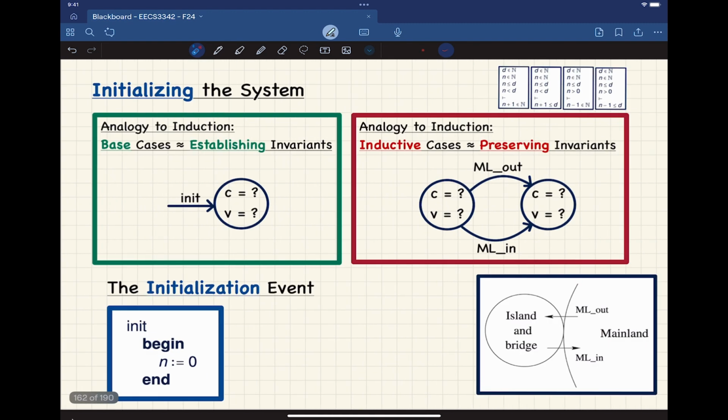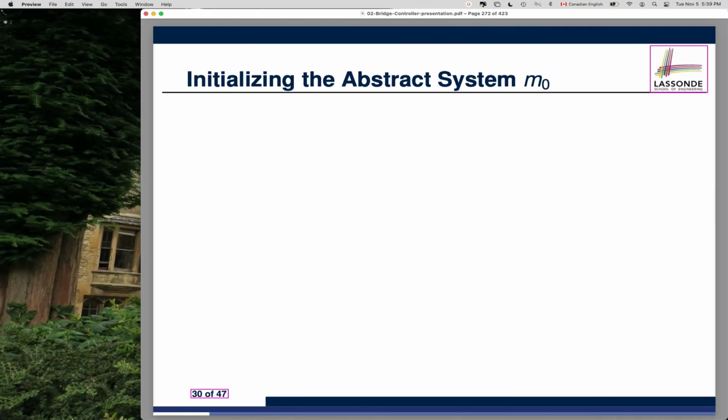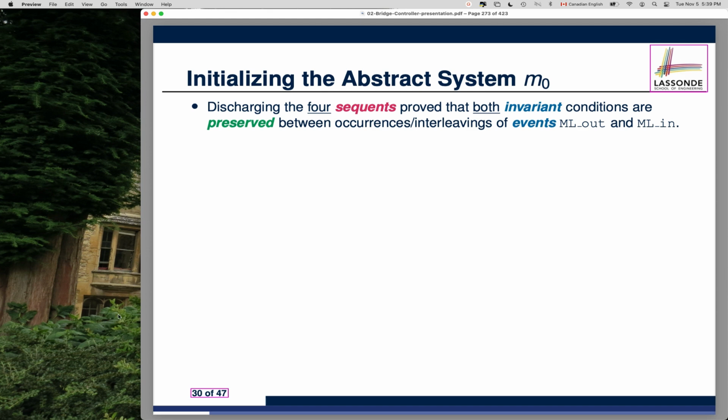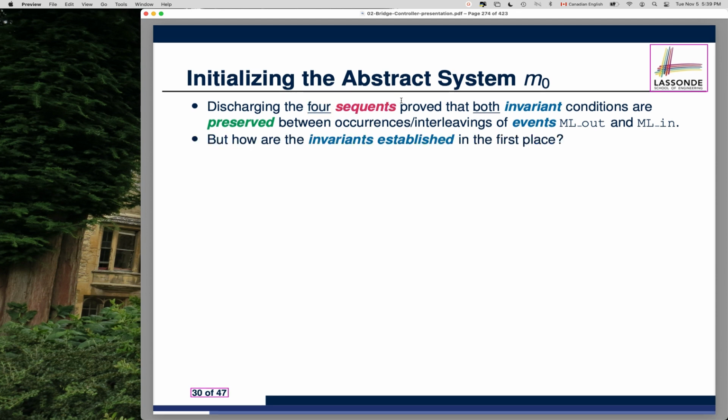All right, let's now move on. Let's now start with initializing the system, establishing the invariants. So if you go to slide number 30. Okay. And so let's see over here. So what we did earlier was about the sequent related to invariant preservation. That's something we have done. But now it is important for you to know not only that you want to make sure invariants are preserved, are they established in the beginning to begin with? That's an important question to answer. So this is what we're going to do right now.